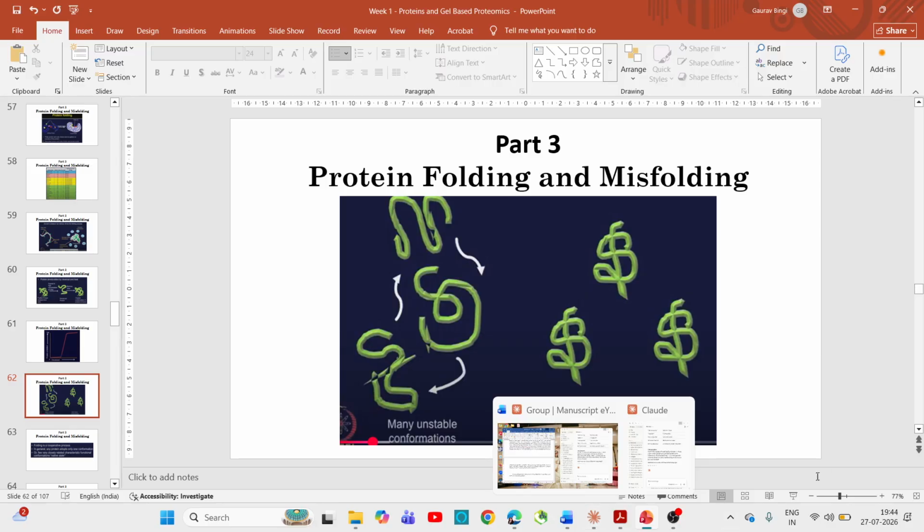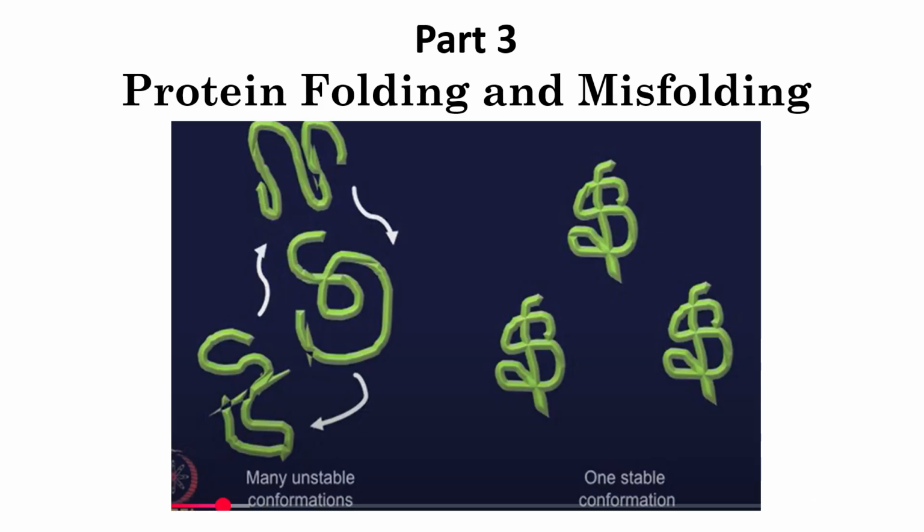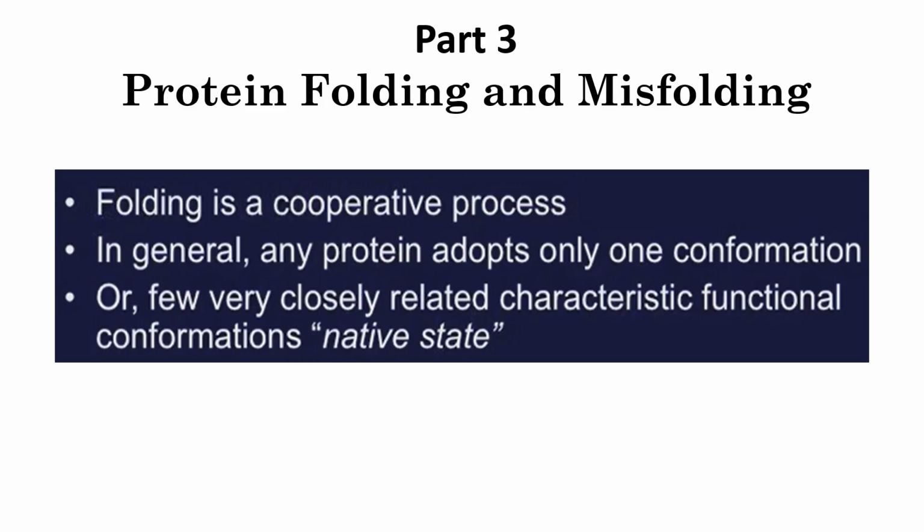Yes. So we were talking about protein folding. For a protein, depending upon the sequence, there are different ways by which the protein can get folded. Out of which there will be only one way by which it will be functional, and it will give you the stable conformation. So folding is a cooperative process. In general, any protein adopts only one conformation, which we just talked about, and very few closely related characteristic functional conformations is the native state of the protein.